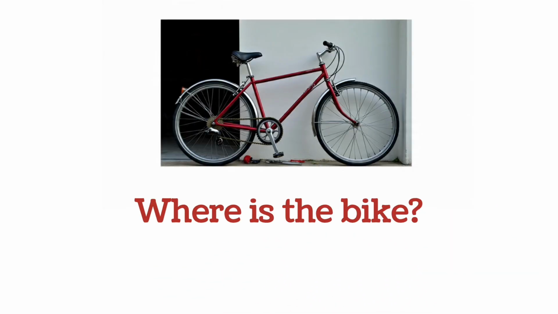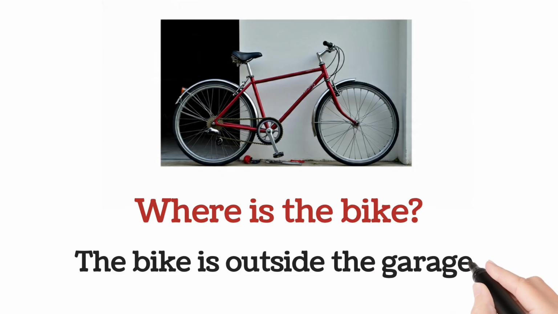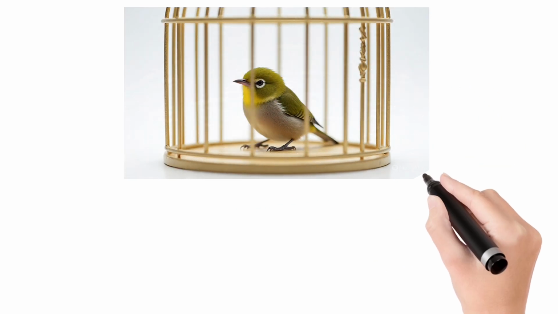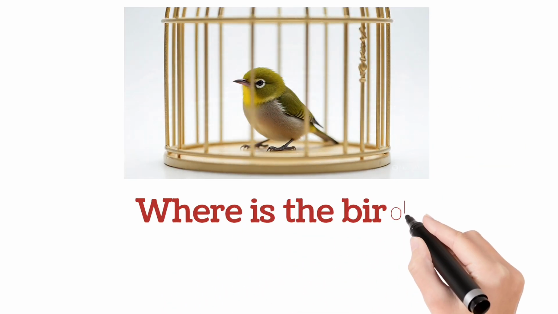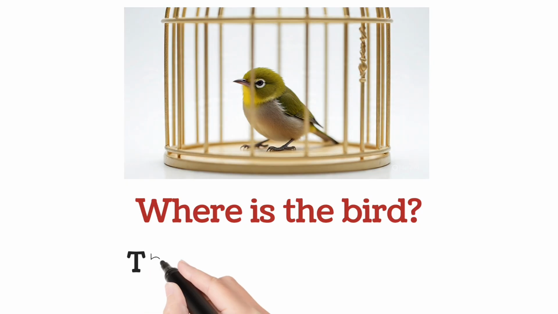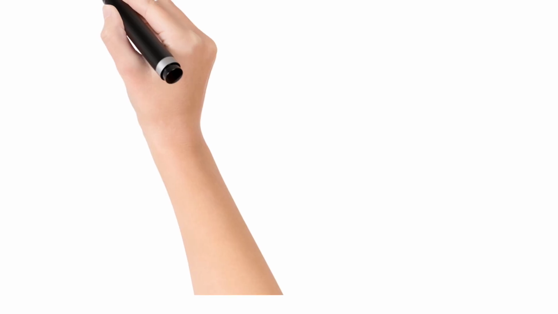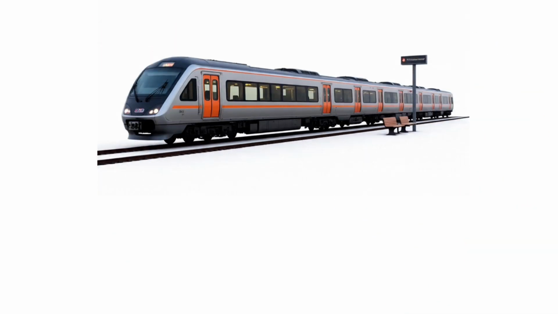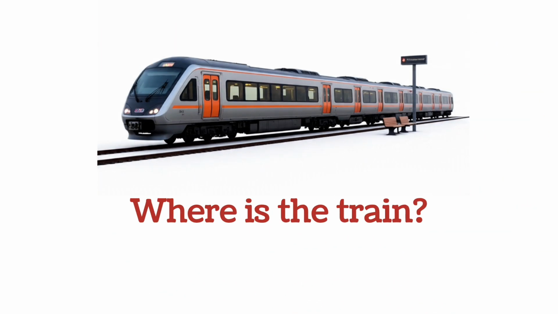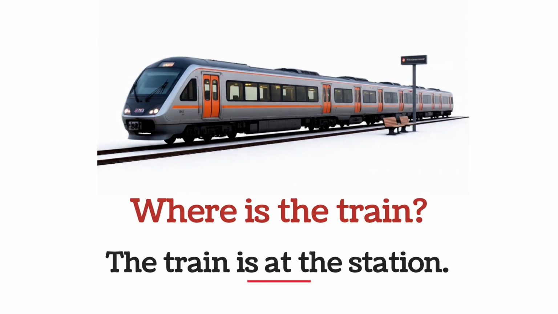Where is the bike? The bike is outside the garage. Where is the bird? The bird is in the cage. Where is the train? The train is at the station.